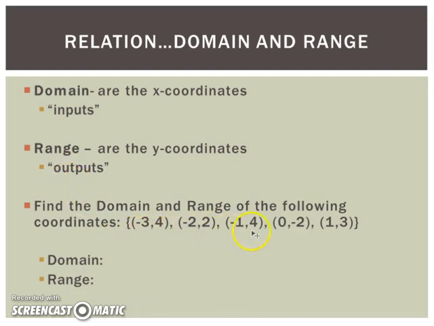So if I have a listing of ordered pairs, a relation is written with these little squiggly brackets, and it's a listing of ordered pairs. So if I want to identify the domain and range of this group, the domain is all of our x values. So -3, -2, -1, 0, and 1. I would list it as -3, -2, -1, 0, and 1, making sure to list them in chronological order.